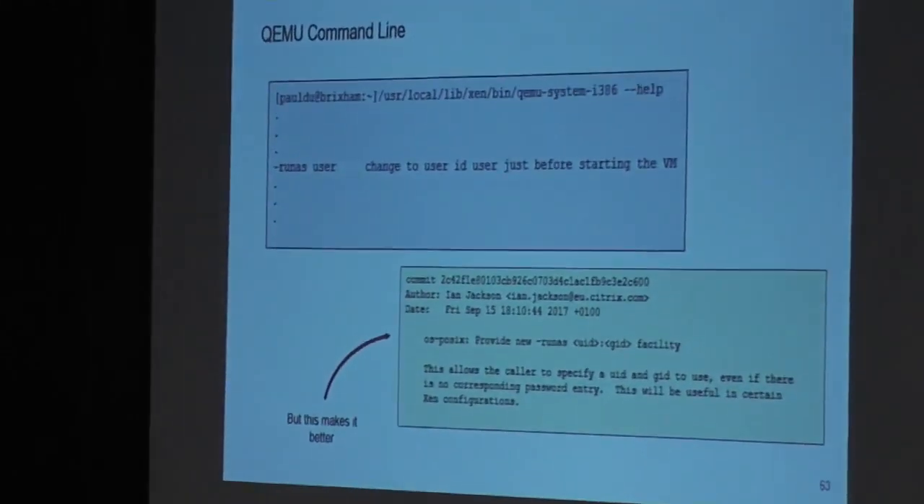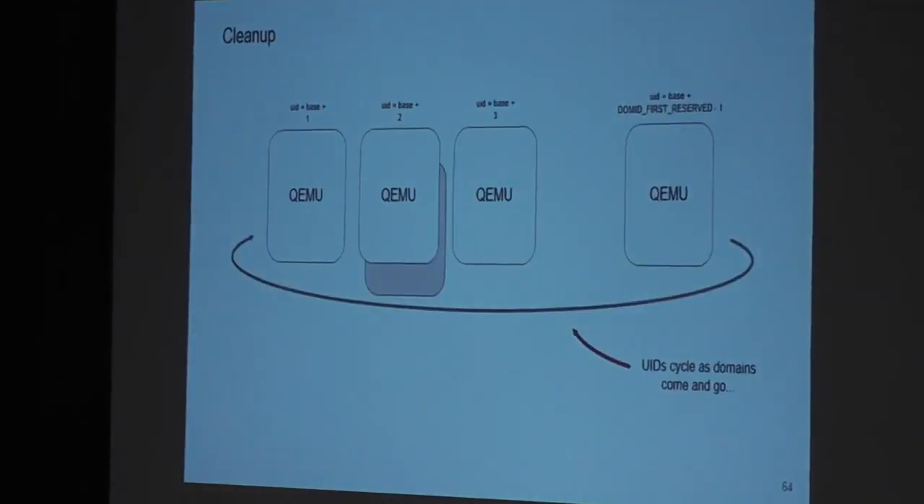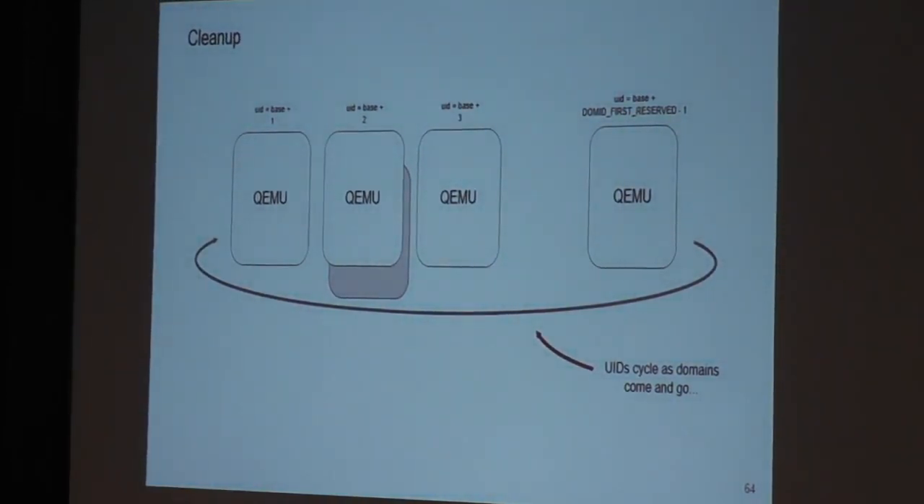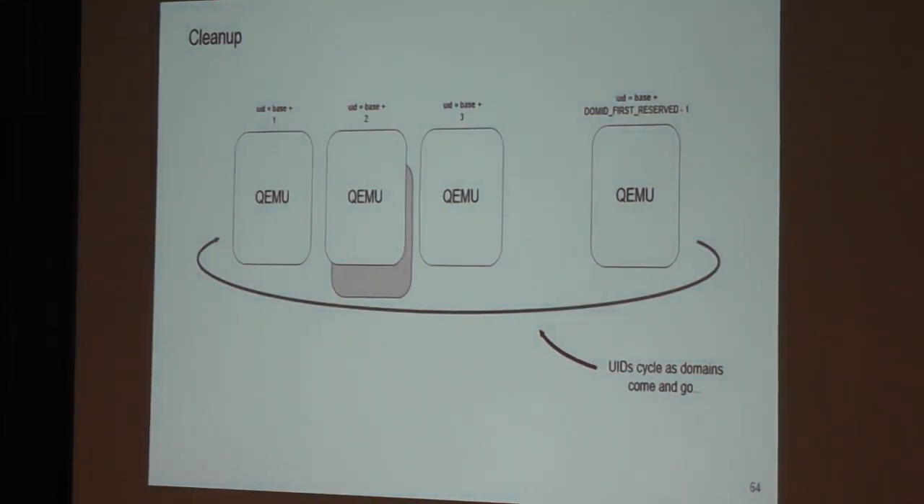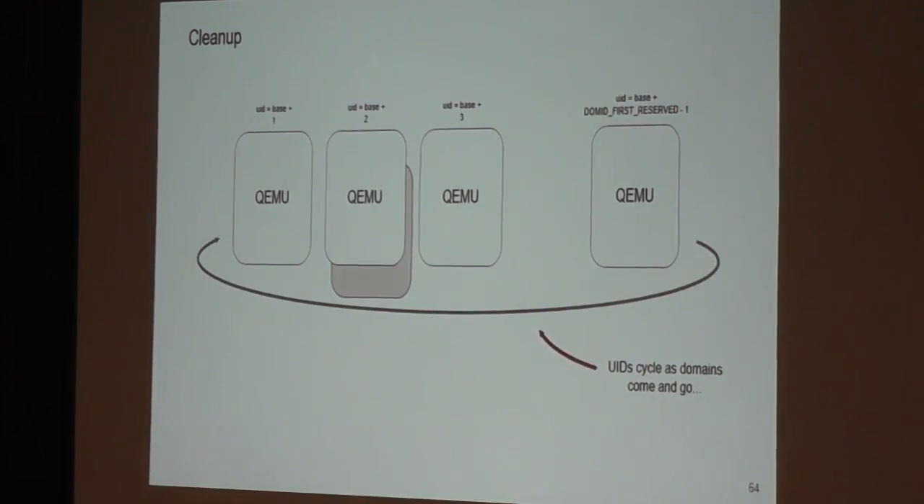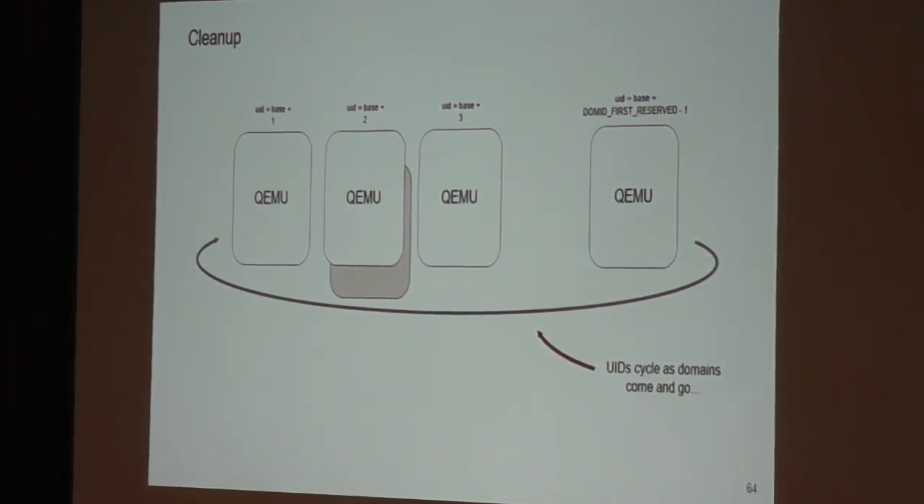Ian Jackson upstream patched QEMU not long ago so that we can actually use a UID-GID pair instead of a username, and that means we can now run QEMU directly as a UID rather than having to set up a user account for each individual one. But say we're now running QEMU as a separate UID, base plus 1, 2, 3, and so on, all up to the first reserved DOM ID value, which is 7FF0 minus 1, so that's where the 7FEF comes from.